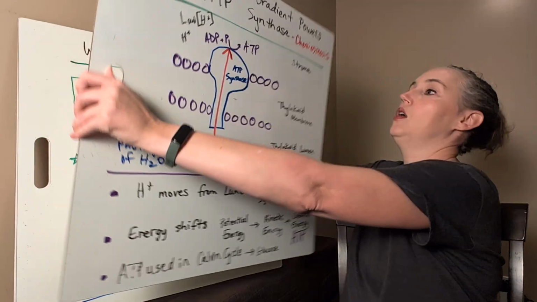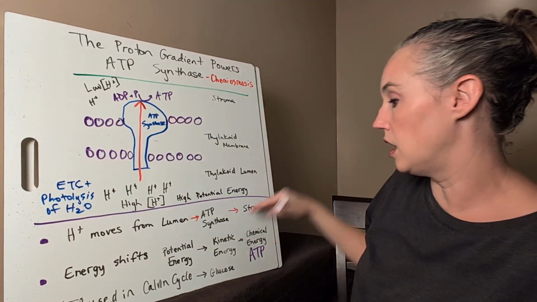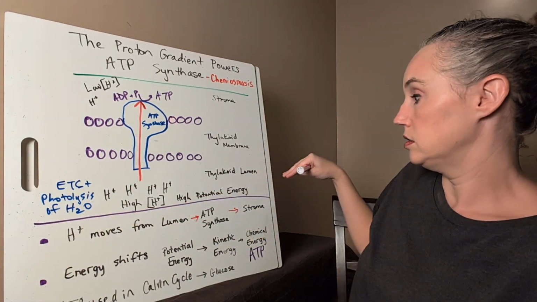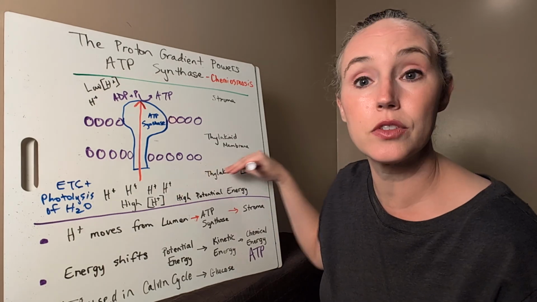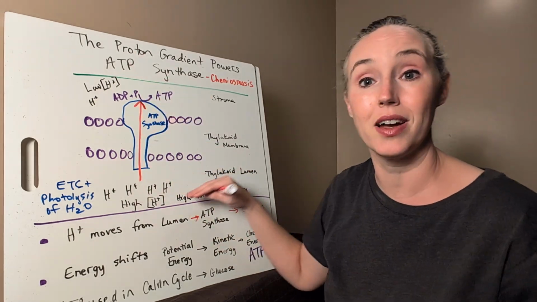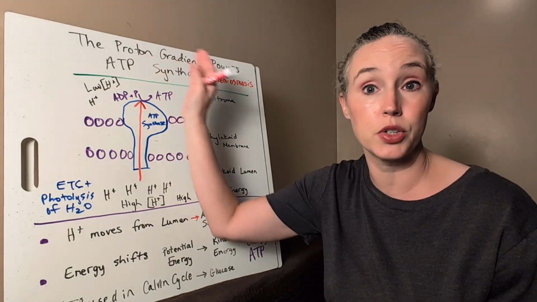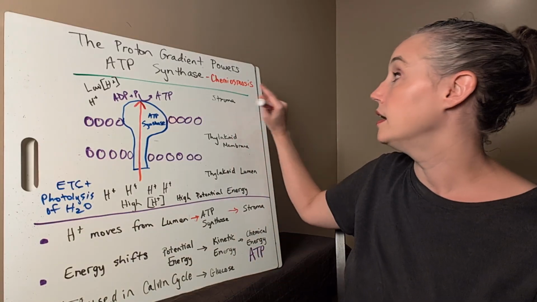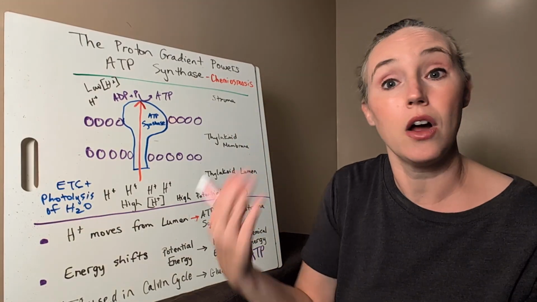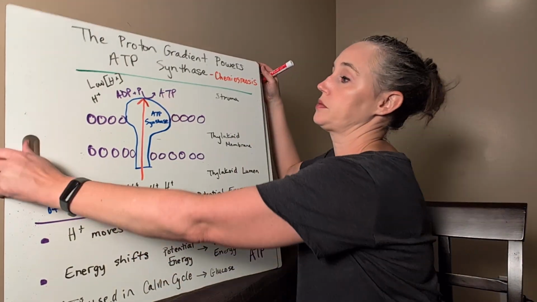So, in that process, this process of the movement of protons, the flow from an area of high concentration to low concentration through ATP synthase is called chemiosmosis. You see that also in cellular respiration.